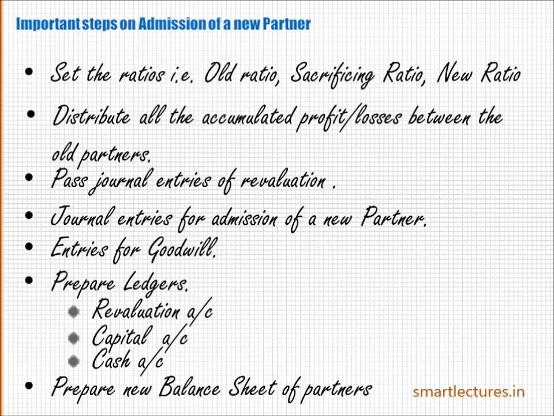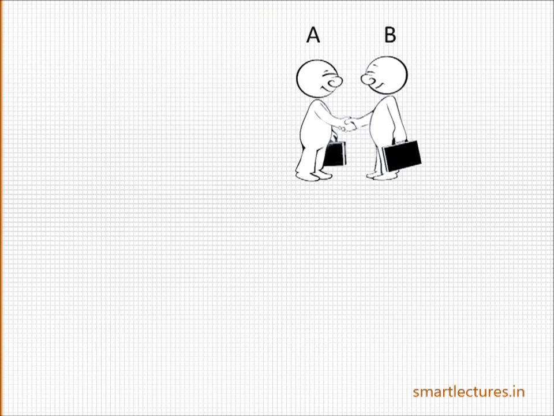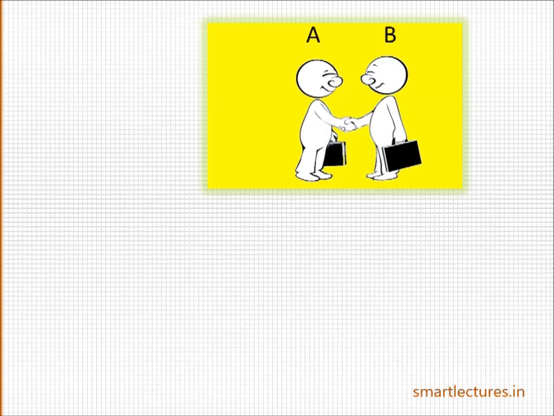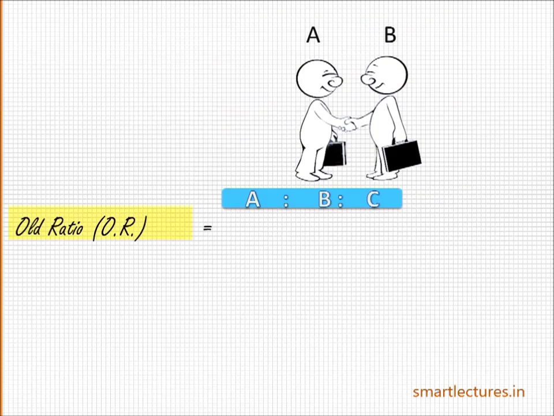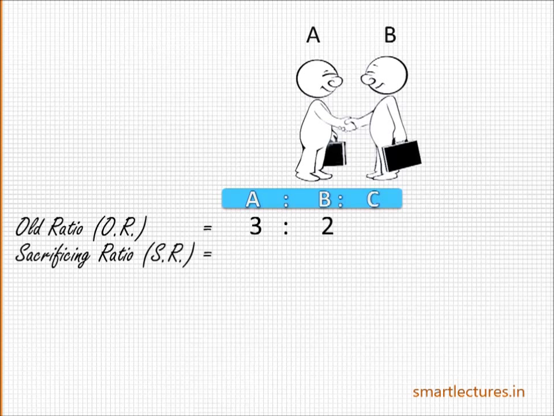So first of all, we are going to set the ratios. You know there are two partners A and B, and their old ratio was, as per our question, 3:2. The question is silent, so we'll assume that the sacrificing ratio and old ratio are the same. So sacrificing ratio 3:2.